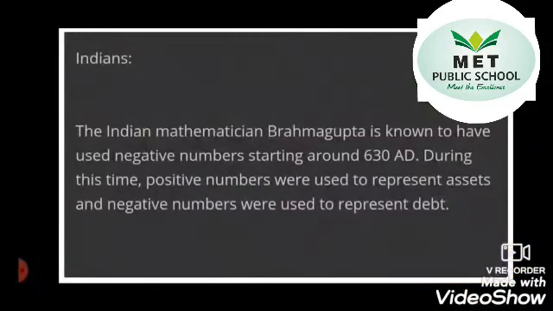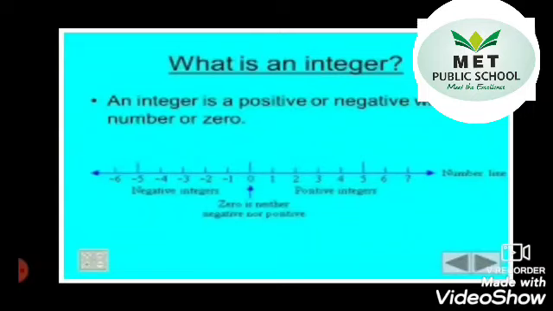The Indian mathematician Brahmagupta is known to have used negative numbers starting around 630 AD. During this time, positive numbers were used to represent assets and negative numbers were used to represent debts. Let us see the meaning of integer.